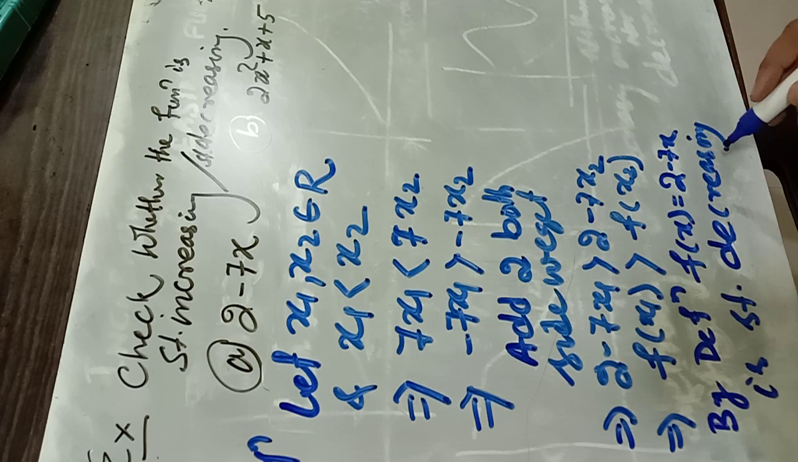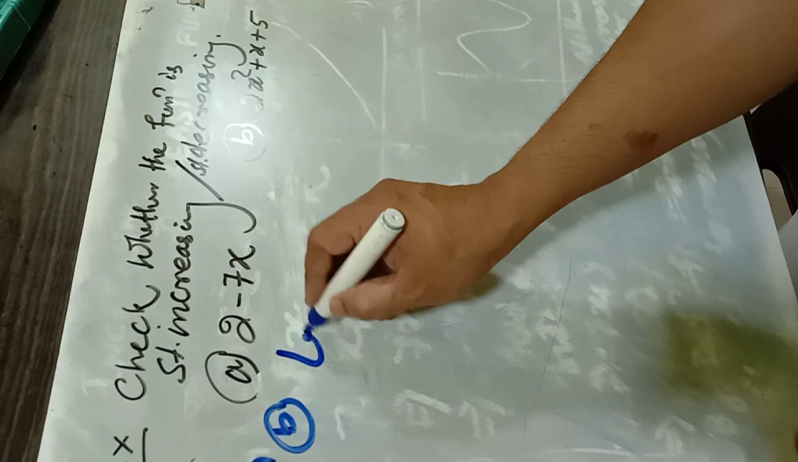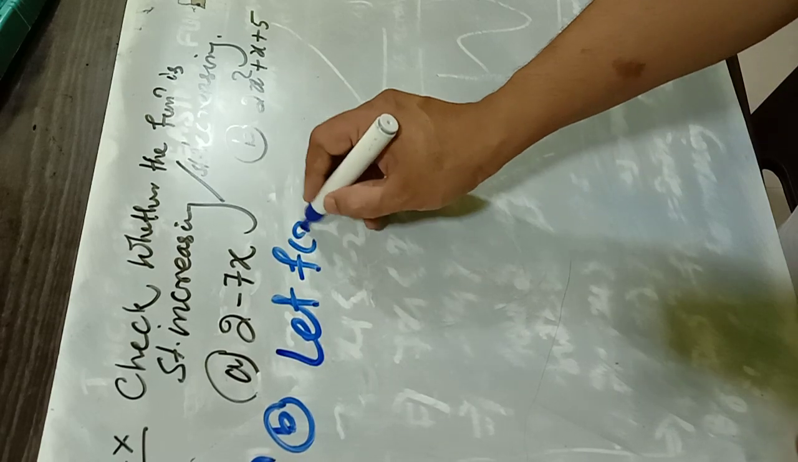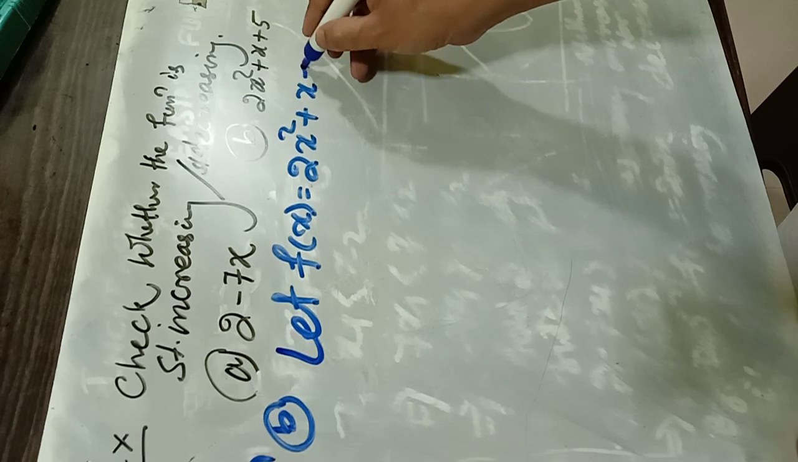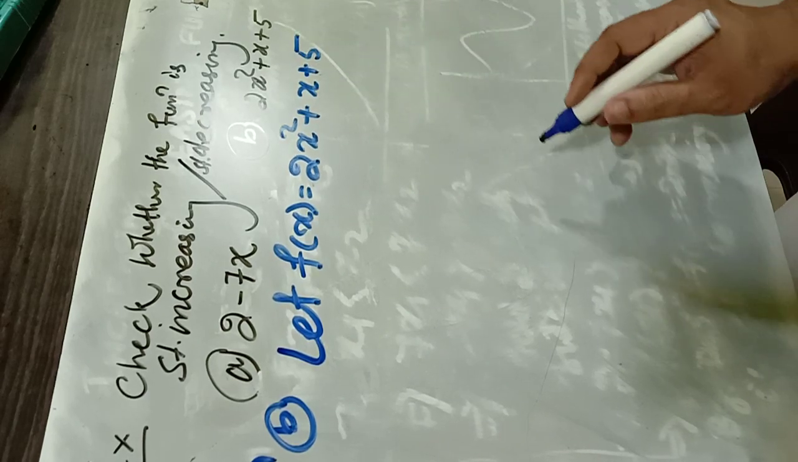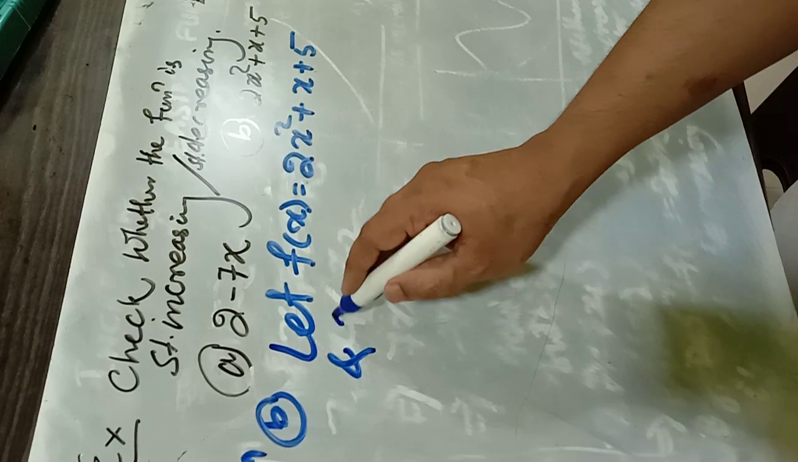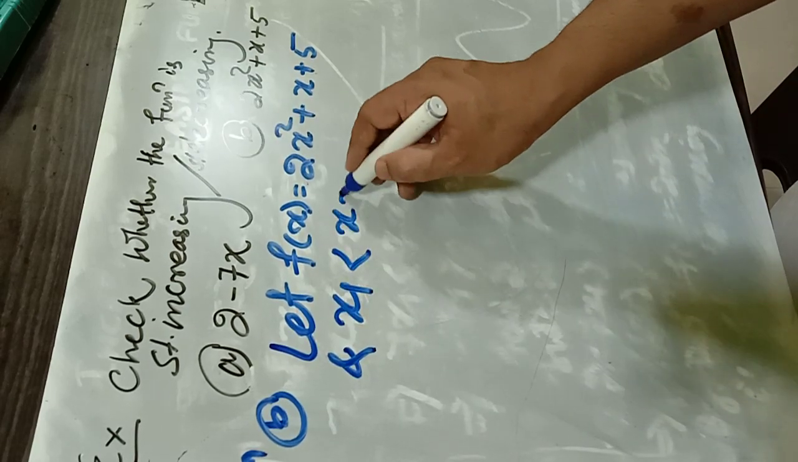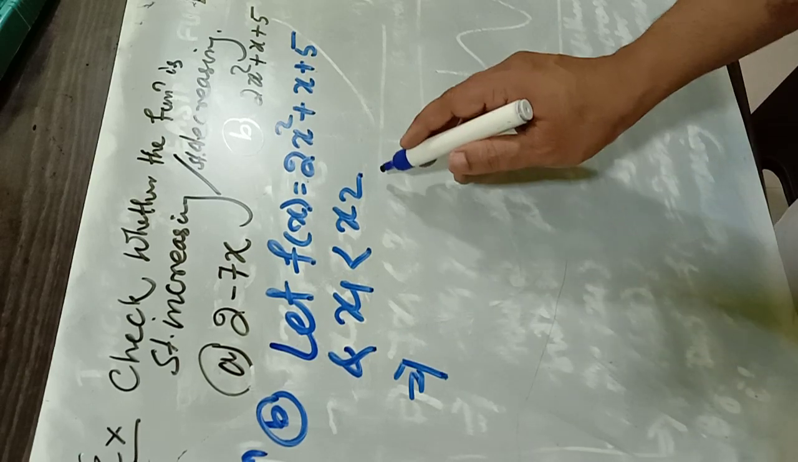I hope you got it. And similarly, let us solve the second example. Let f of x is equal to 2x square plus x plus 5. Now, x1 less than x2. This implies what we will get?